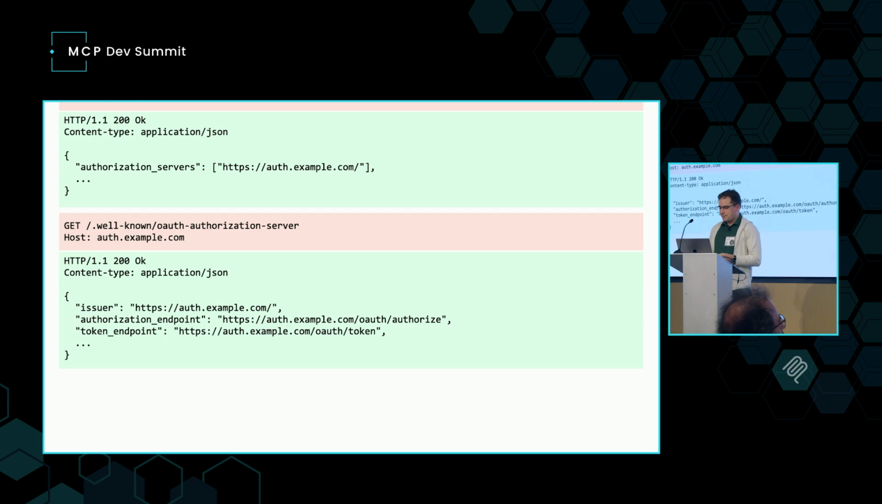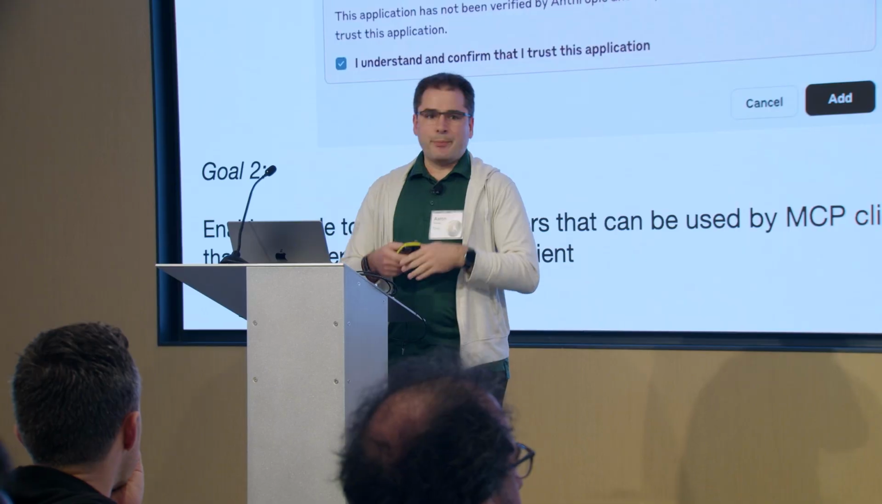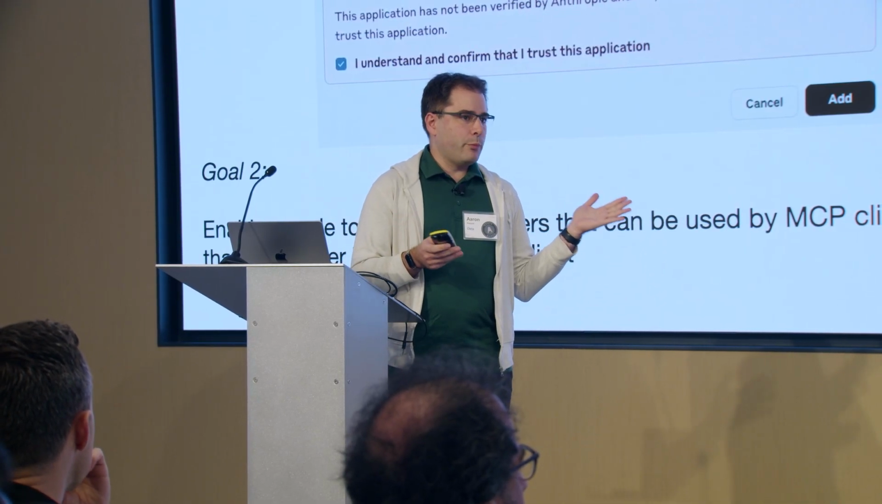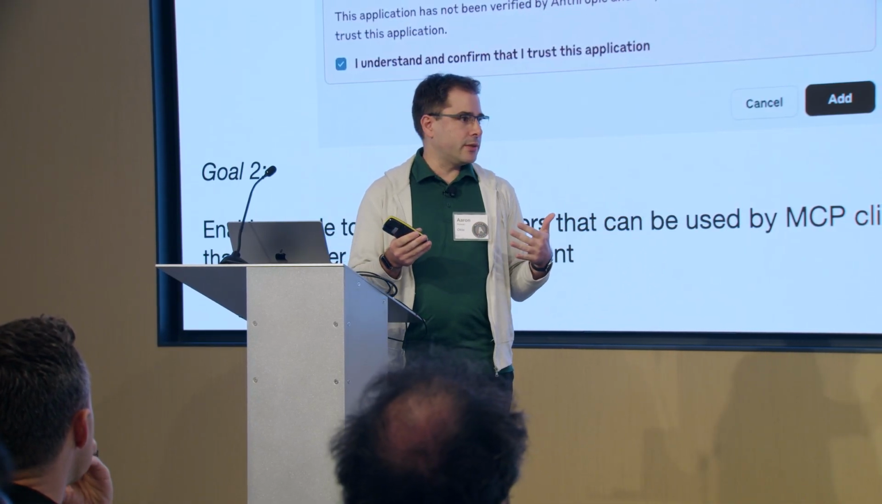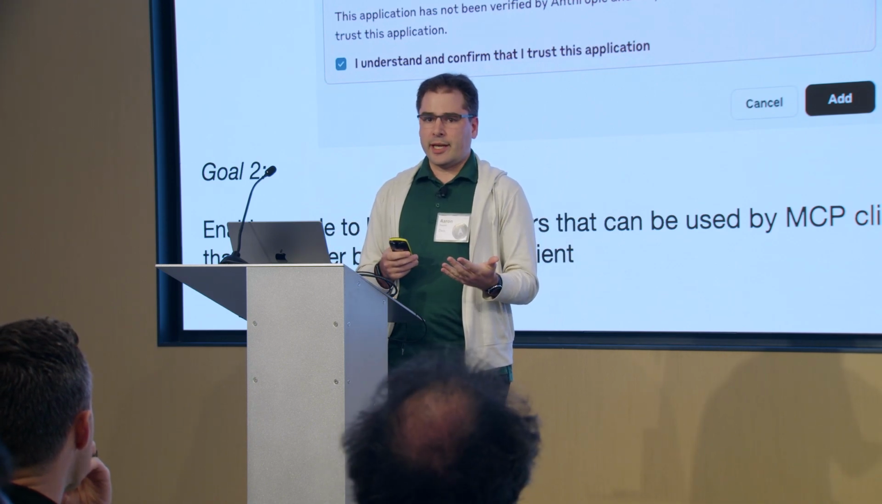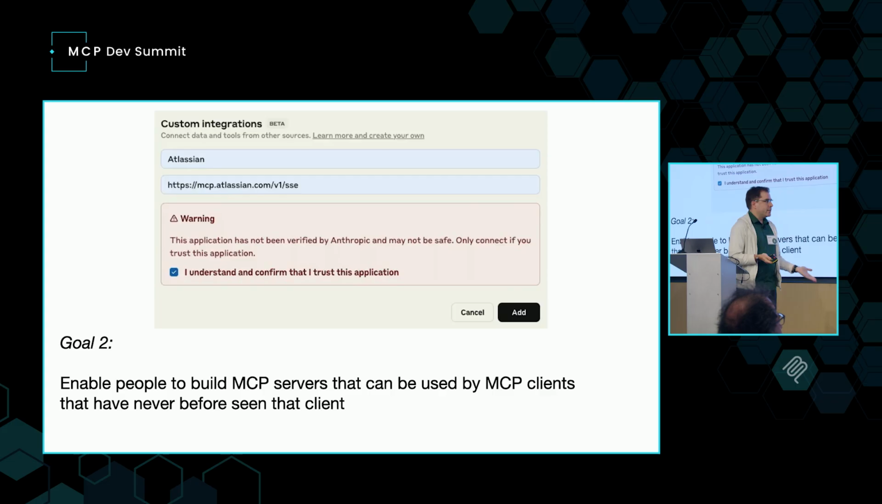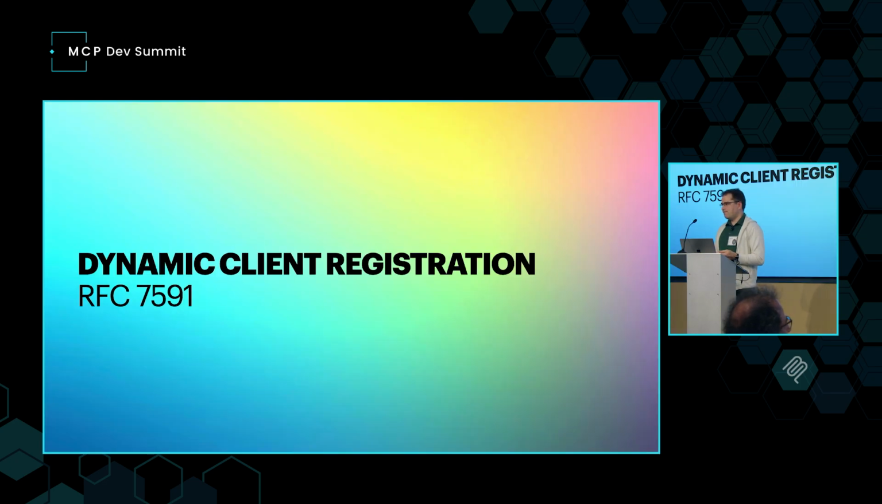The other goal was to enable people to build MCP servers that can be used by clients that have never before seen that server. What I mean by that is, a bunch of you are writing servers. There are way fewer clients, but there's also a bunch of combinations of all of these once you start looking at the back and forth. Obviously, every client developer can't go and register for API keys at every MCP server. It just doesn't work. So we need a way to enable this flow to work without a prior relationship being established.